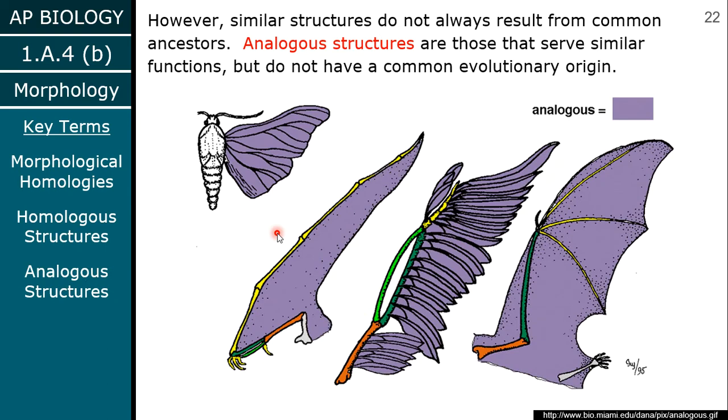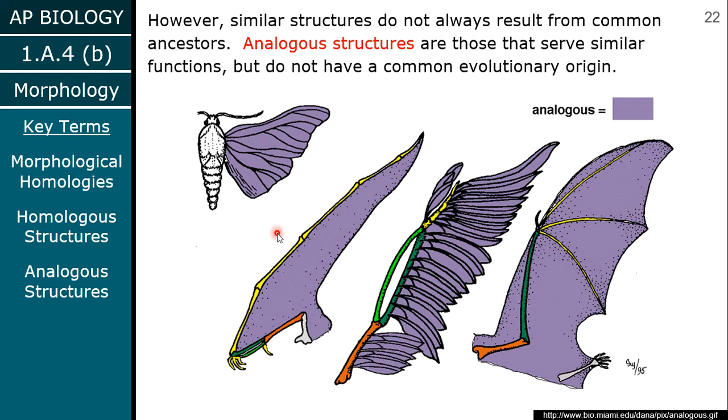However, we also have this other term called analogous structures. And so this is kind of the exact opposite. So if homologous structures are structures that are the same or similar because of common ancestry, analogous structures are structures that are similar, that maybe they do the same thing, but not because of common ancestry.